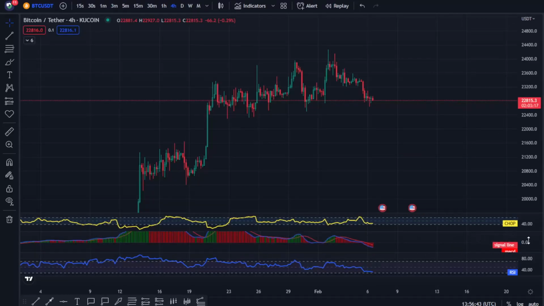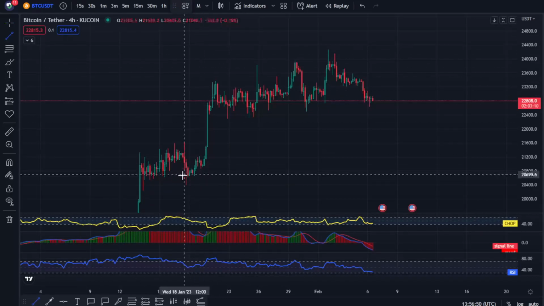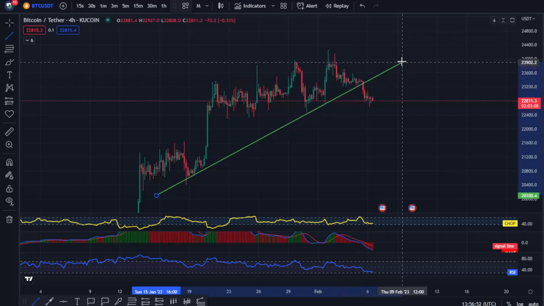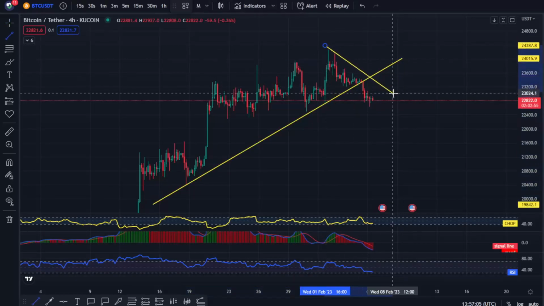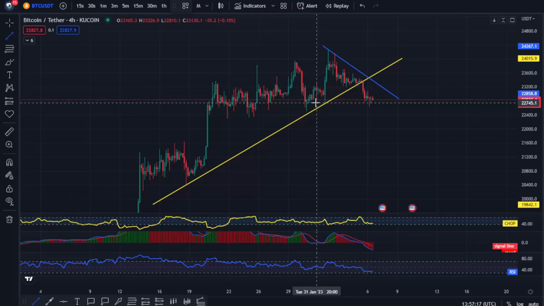Let's start by checking the current situation on the BTC to USDT pair, taking into account the 4-hour interval. In the first place, we can mark the uptrend line from which the price went down, while locally we move in the downtrend triangle.